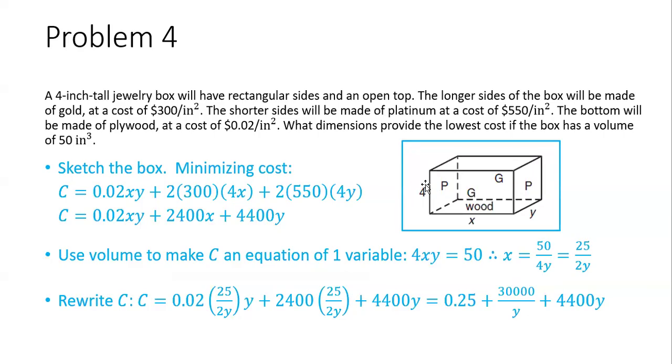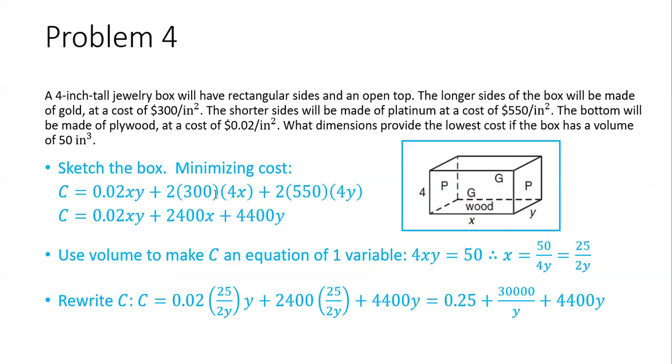So let's get an equation of the cost of this box, okay? So let's do the bottom first, the plywood one. It costs $0.02, or 2 cents, per inch squared. So the cost would be 0.02 times the area. What's the area? It's just x times y, if we call it x and y, okay? Now for the two platinum sides, it tells us the 4-inch tall jewelry box, so the height is 4, okay? What's the cost? It is 550 times the area, which is y times 4. But there's two of them, so times 2 as well.